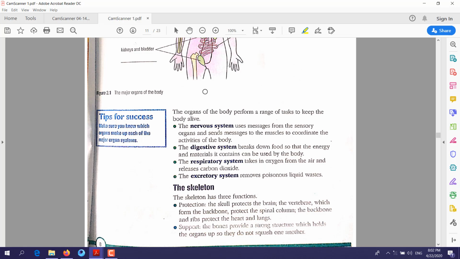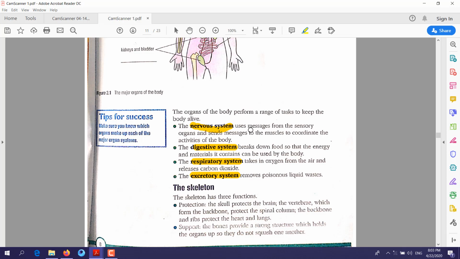Firstly, our body consists of 4 main systems. These 4 main systems are the nervous system, digestive system, respiratory system, and excretory system. Each system has its own function. Let's see what these functions are.